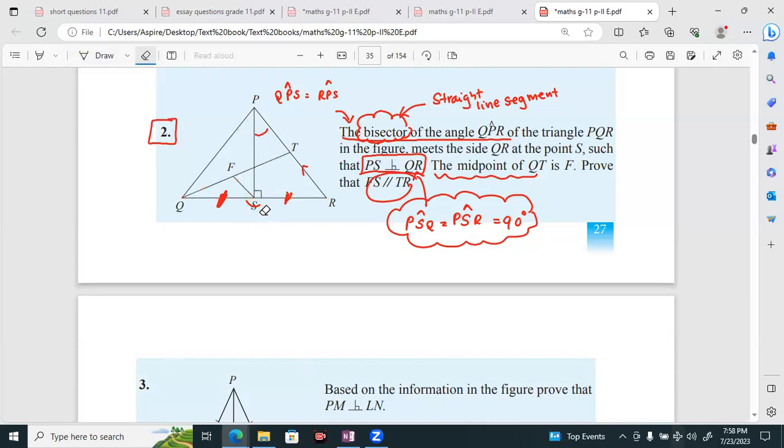PS is the angle bisector of angle QPR. Sorry son, say it again. PS is the angle bisector of angle QPR. Yes.